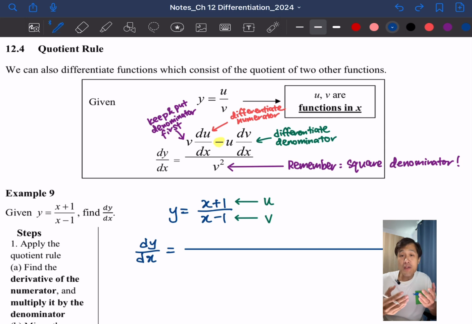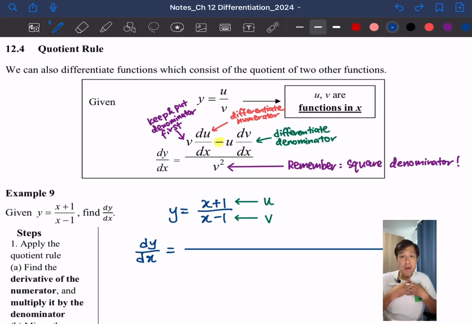Quotient rule says that if you have a function y equals u over v in fraction form, where the numerator is u and the denominator is v, then dy/dx equals v du/dx minus u dv/dx, all over v squared. Now this reads as a mouthful and looks complicated. So how do we remember what to do?